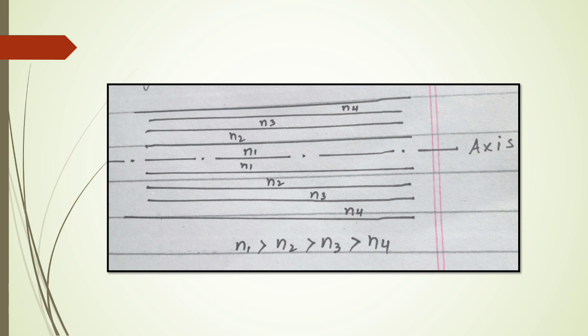N1 is the refractive index of the first cylindrical layer. N2 is the refractive index of the second cylindrical layer. N3 is the refractive index of the third cylindrical layer. And N4 is the refractive index of the fourth cylindrical layer. And you see N1 is greater than N2. N2 is greater than N3. And N3 is greater than N4. The refractive index of these layers decreases with respect to the axis of the rod.